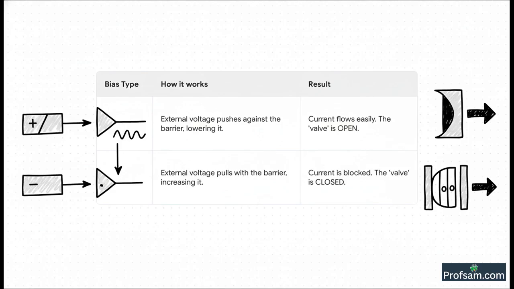Now in reverse bias, we do the opposite. We connect the negative terminal to the P side. This actually helps the barrier, making it even bigger and stronger. So the current is blocked. The valve is shut. Simple, isn't it?